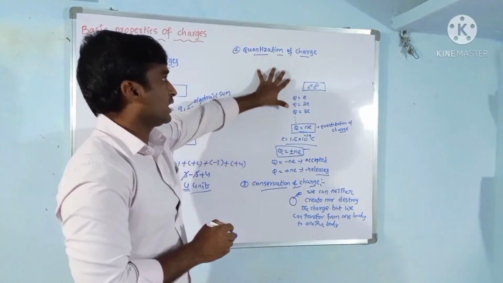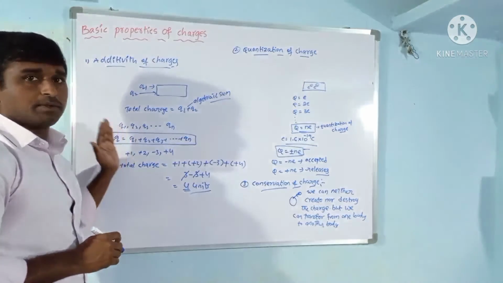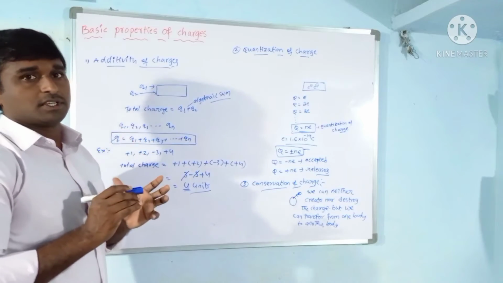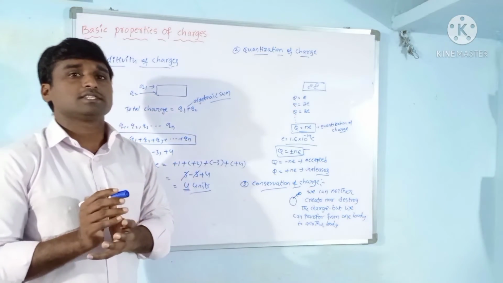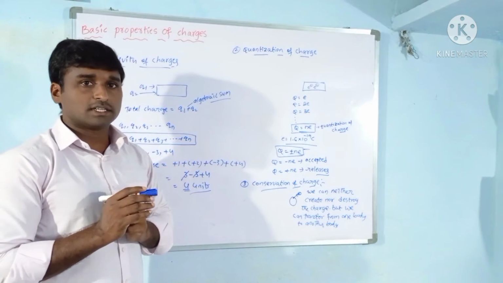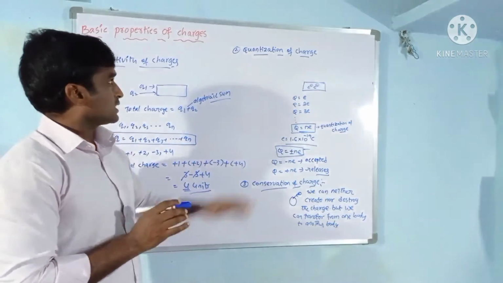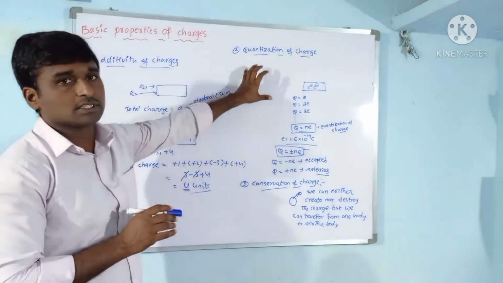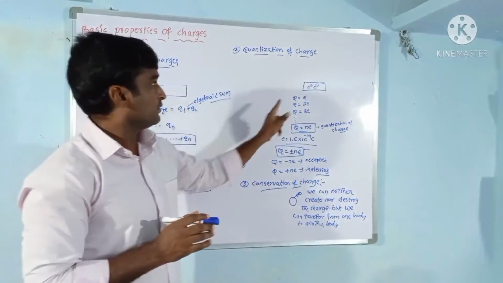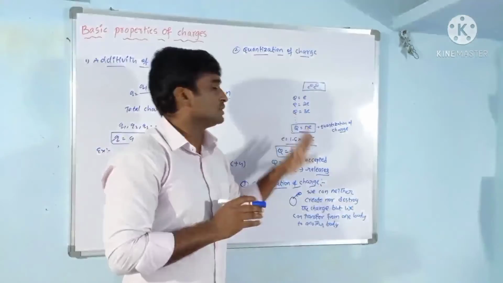This is the quantization of charge. This is the additivity of charges. Charges can be added algebraically. When we have n number of charges, the total charge of the system is given by the sum of all the charges. Which type of sum? That is the algebraic sum. Next, quantization of charge. That means how can we calculate the charge on a body? Suppose we have one electron on the body, what is the charge of that body? That is Q is equal to e.